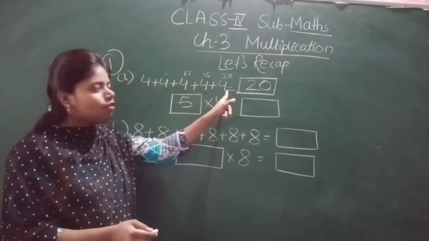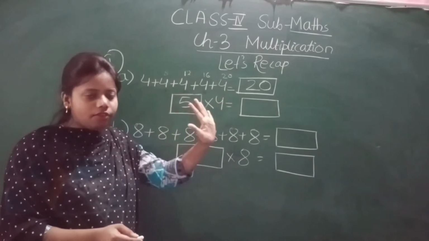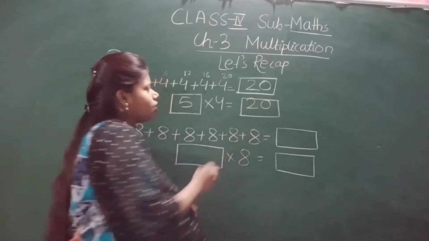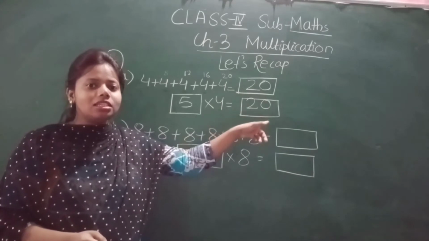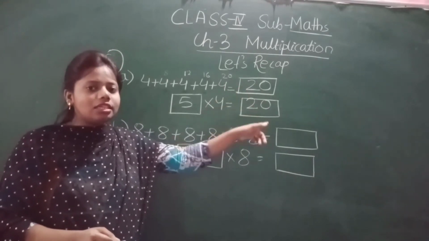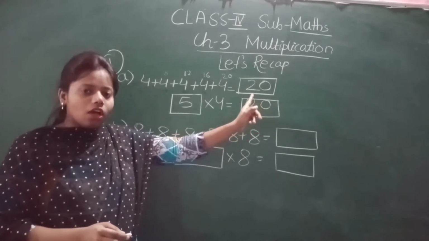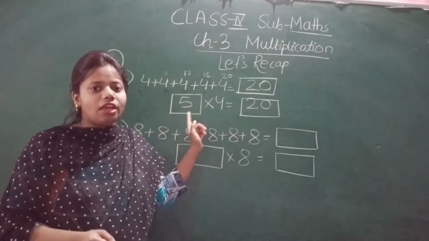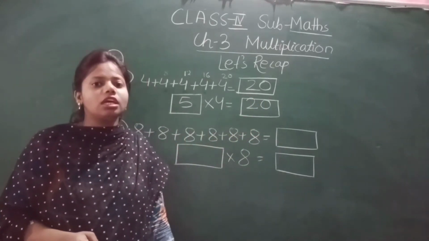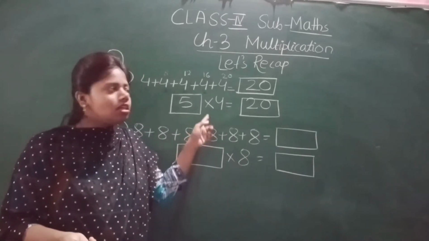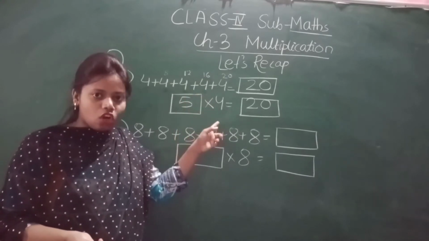Okay. And how many 4s are there? 5. Now see here. 5 4s are 20. Now can you see the answer? Both the answers are the same. This we got by adding all the 4s, and this we got by multiplying. 5 4s are 20. So this was easy. Multiplication was easy. Then this addition was the shortcut.